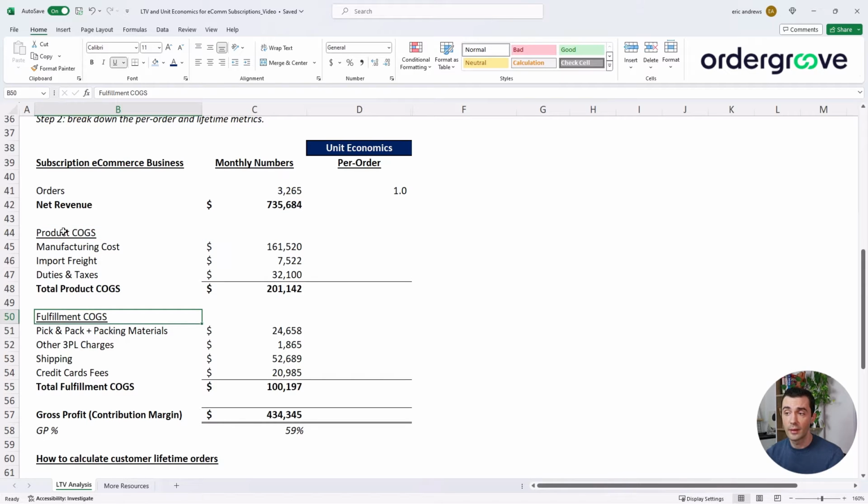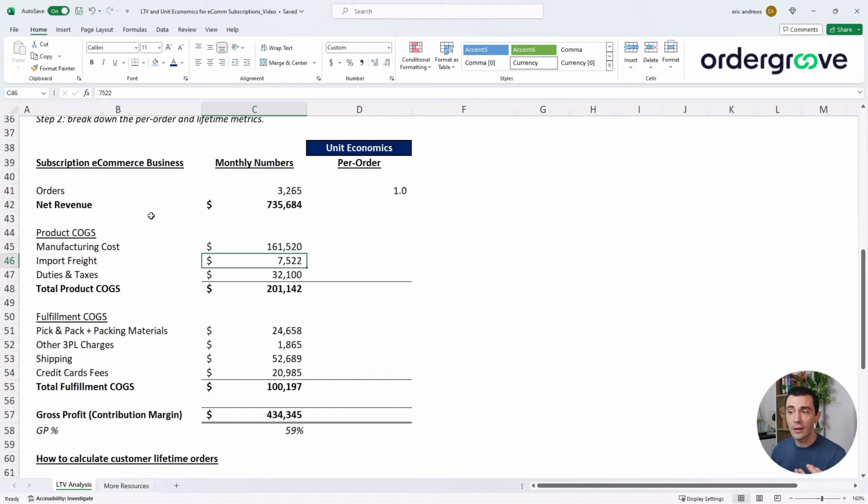Now, I like to break the COGS into two separate sections, one about product and one about fulfillment. Product COGS, we're saying, is the manufacturing cost, so $161,000, then the import freight and the duties and taxes. So your total product COGS is $201,000, and that is the cost to manufacture your product and get it to the fulfillment center.